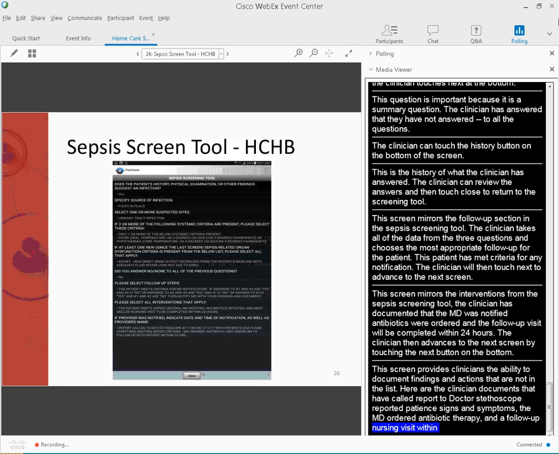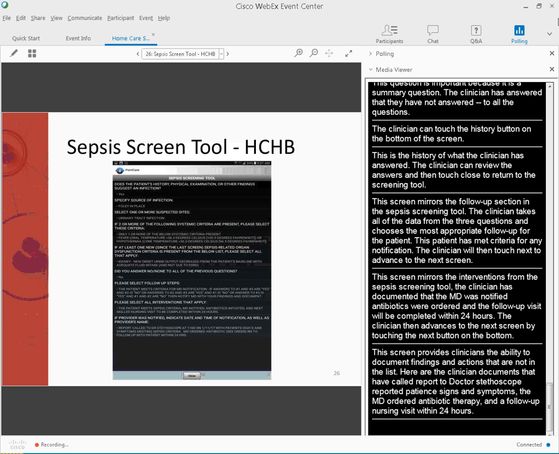Here is the completed sepsis screen tool. This is the last screen that the clinician sees when the screen is completed.